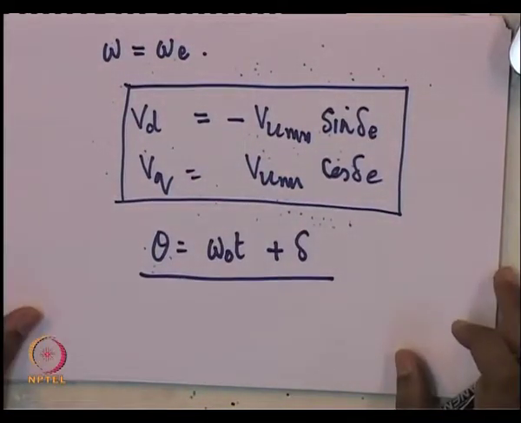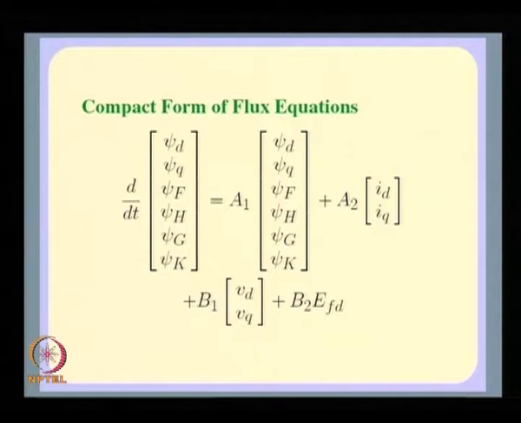So, what I wish to say here is that first of all, we have got the equilibrium value of the speed, then we have got the equilibrium value of delta E. From the equilibrium value of speed and delta E, we can, from the flux equations which are shown here, by setting the left hand side equal to 0, that is setting d by dt equal to 0, obtain the equilibrium values of psi d, psi q, psi f, psi h, psi g and psi k. So, this is basically what is involved in getting first the equilibrium values.